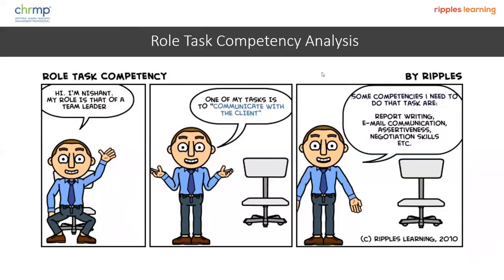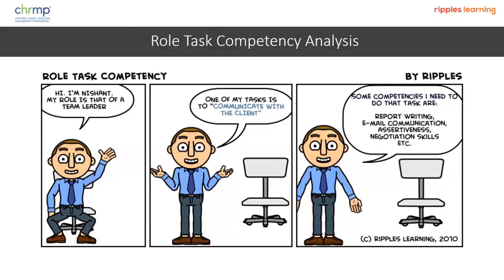So, for example, in this case, Nishant is a team leader. One of his tasks is to communicate with the client. And to do that task, he needs the following competencies: report writing, email communication, assertiveness, negotiation skills, etc. Right? So we are saying this is Nishant, here is what he does. And to do this, this is what he needs to know, this is what he needs to be able to do, and this is what he needs to be able to think. And therefore, let's train him on what he needs to be able to do, think and say.